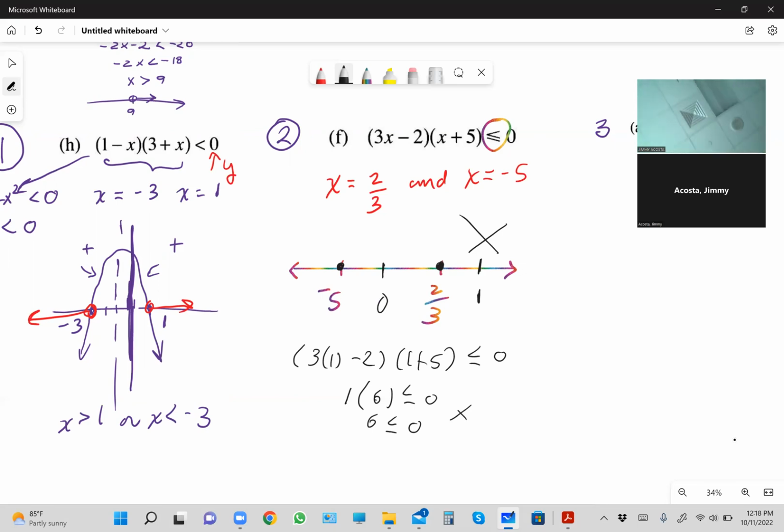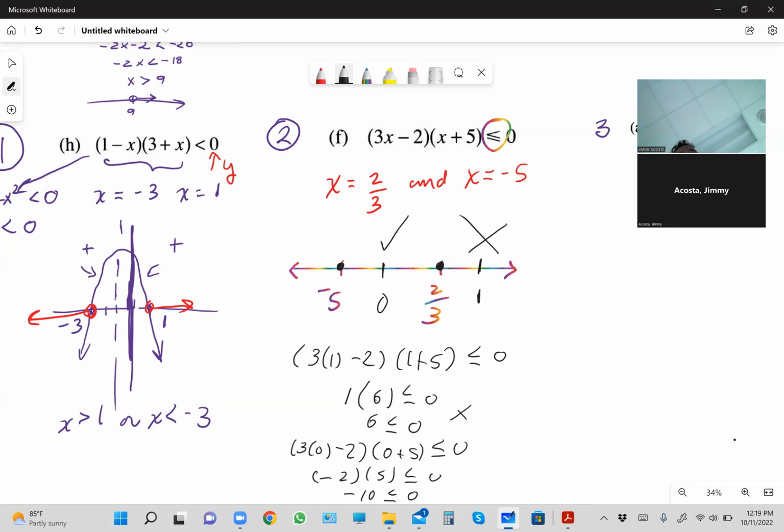So 3 times 0 is 0, right? 3 times 0 minus 2 times 0 plus 5 less than or equal to 0. So that's -2 times 5 less than or equal to 0. Is -10 less than or equal to 0? Yay! So the values between -5 and 2/3 work. We also know that -5 works, and we also know 2/3 works because of less than or equal to. Yes or no?